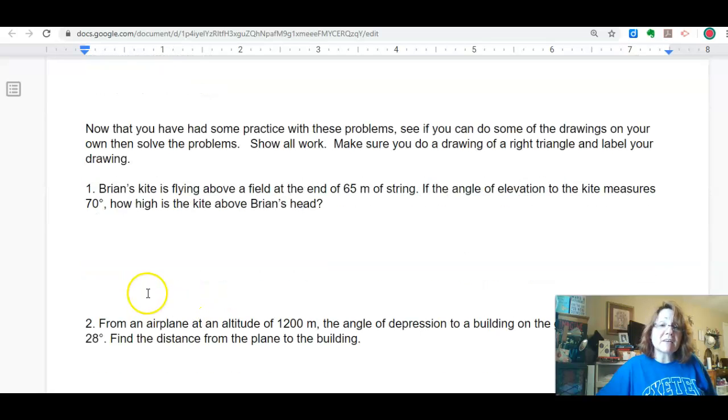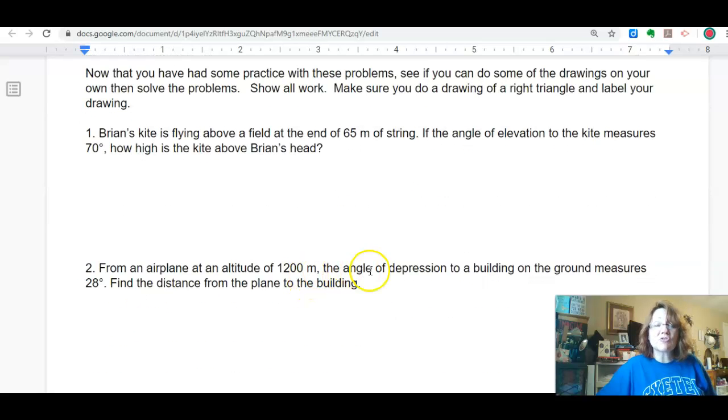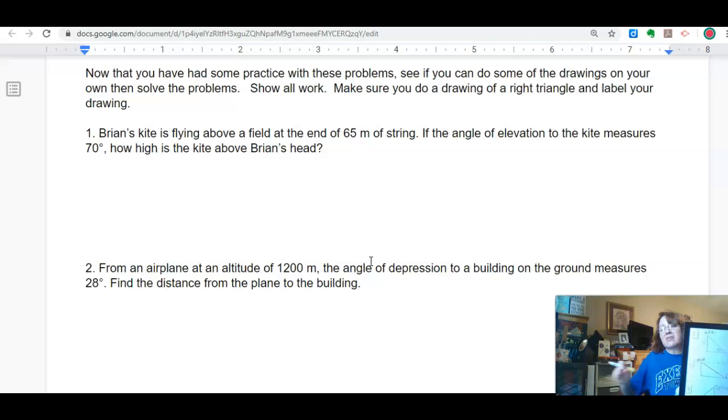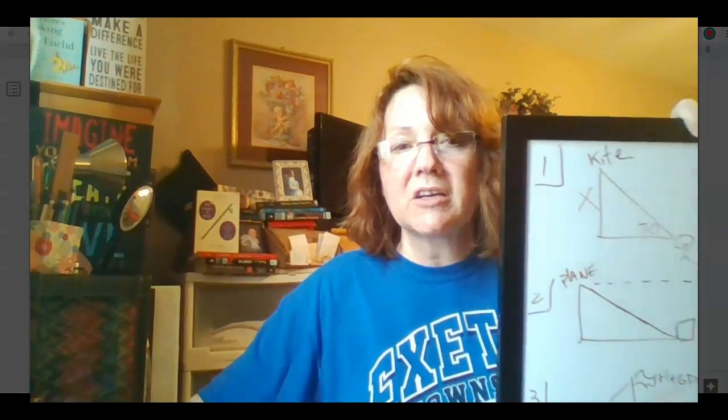Now that we've had some practice, why don't we try to draw some things? I know you're very excited about drawing things, so I'm already up to 7 minutes. I already have pictures drawn. So Brian's kite, and let me just get over here to my page so I can read from it, and I'm going to do the full screen here.